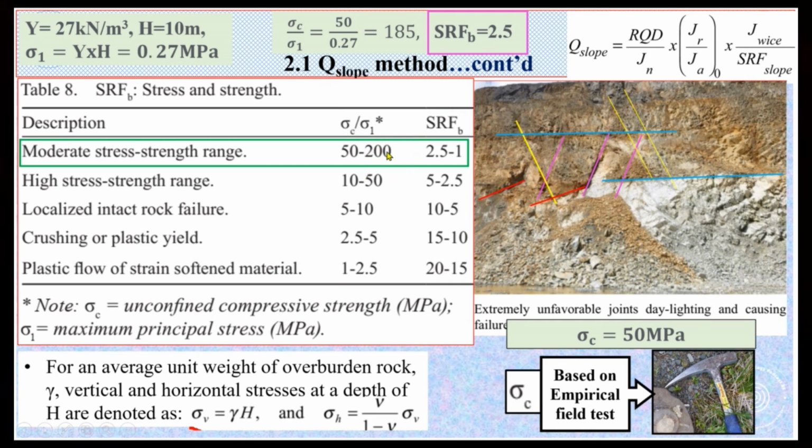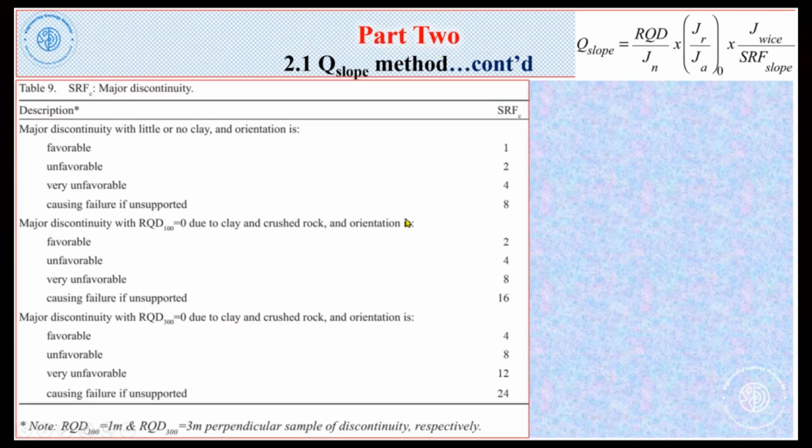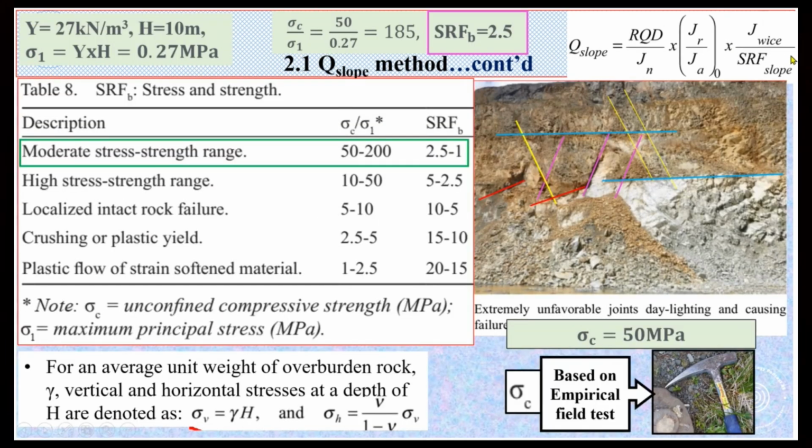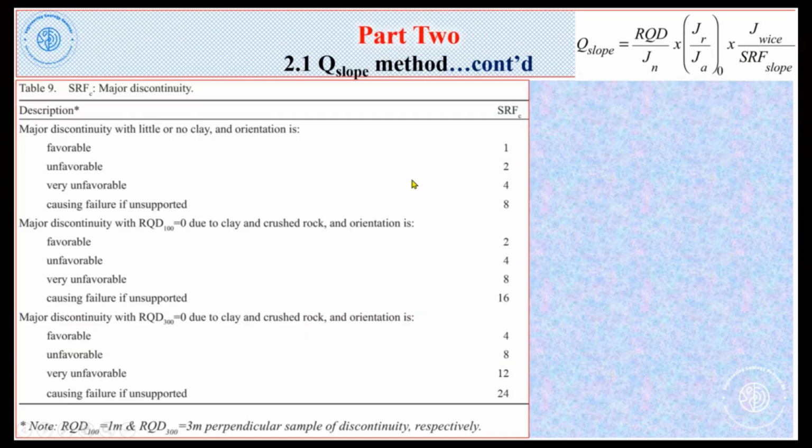So the stress and strength description is moderate stress strength range. So the rating we take will be 2.5 to 1. Let us take 2.5. Okay, so we have determined stress reduction factor A, that was 5, and we have determined here the stress reduction factor B, that is 2.5. We have to determine stress reduction factor C using table 9, that is the last table, and this parameter is also the last parameter in determination of Q slope.